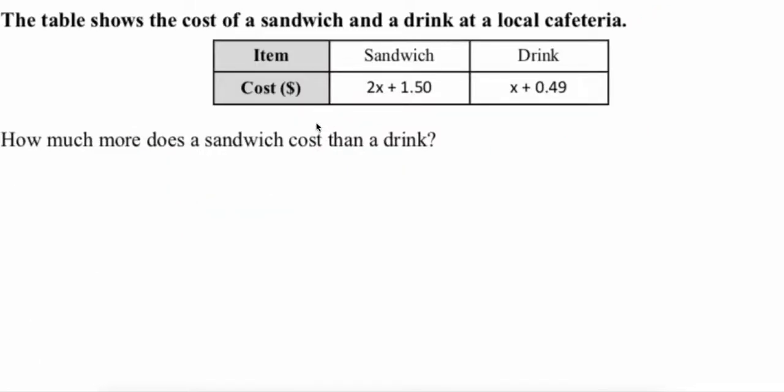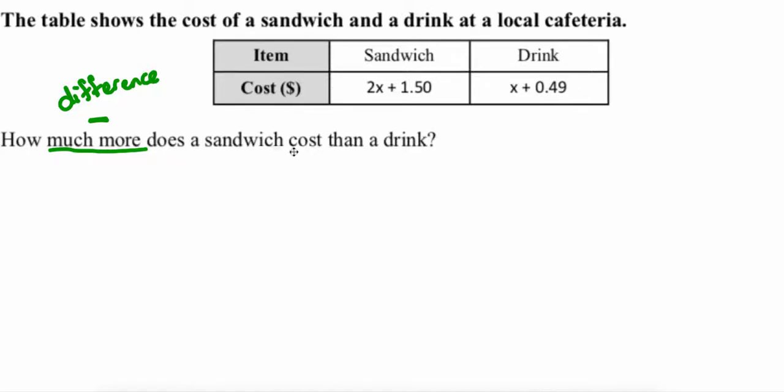Next one. And this one's a little on the tricky side, so be careful with this one. It says the table shows the cost of a sandwich and a drink at a local cafeteria. We want to know how much more does a sandwich cost than a drink? When you see the phrase, how much more, that's really code for subtraction. You're finding the difference between those numbers. If we want to know how much more expensive one thing is than the other, we're finding the difference between those costs, which means we are subtracting.